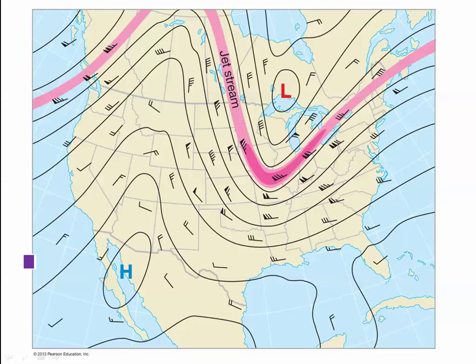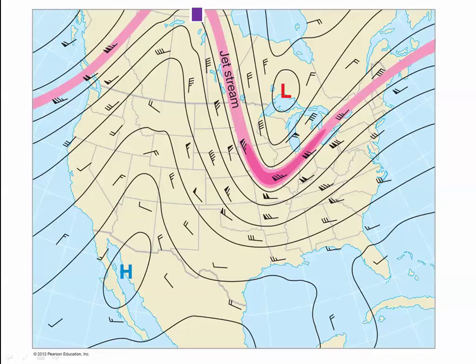Hi class, another quick review of Chapter 12 looking at the connection between upper airflow and weather forecasting. And so this map that we're looking at here is a really simplified upper air chart, and it's showing the flow aloft and the position of the jet stream.